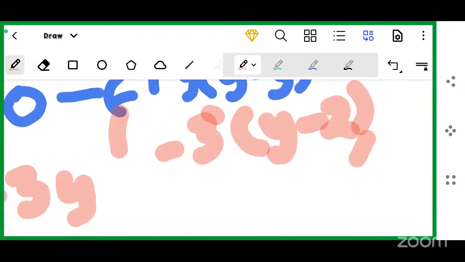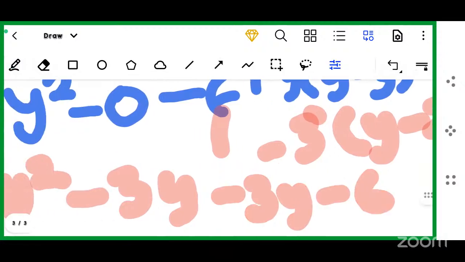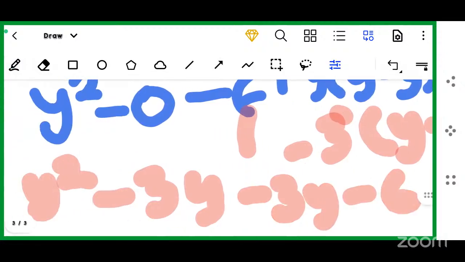Okay, let me see. 3y minus 6. Minus 6. That's all. Then for my final answer, I already told you it's y to the power of 2 minus 0 minus 6, because the negative 3y and the 3y were like terms. Oh, okay. Let me show you something. Take a calculator.